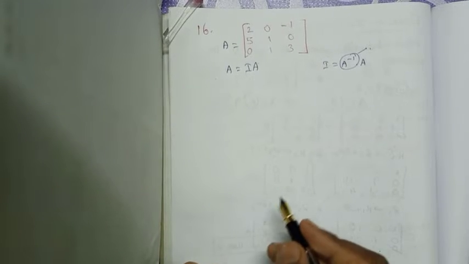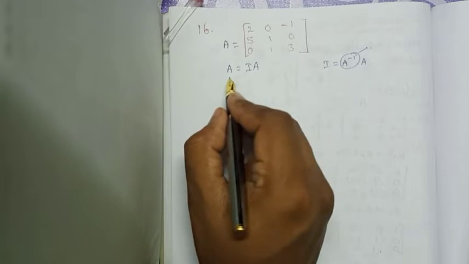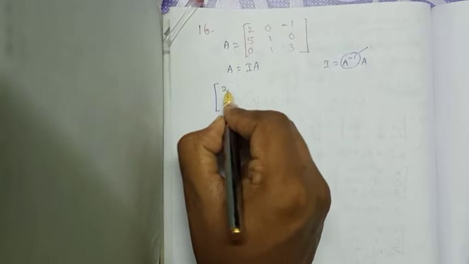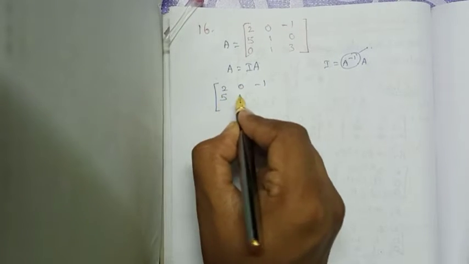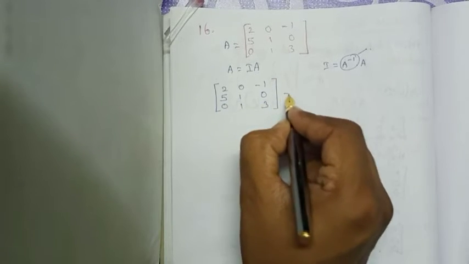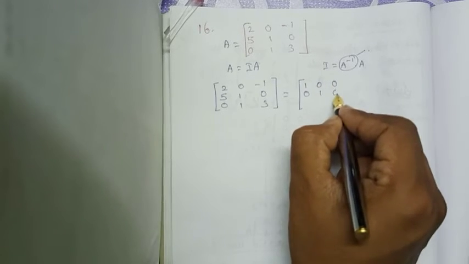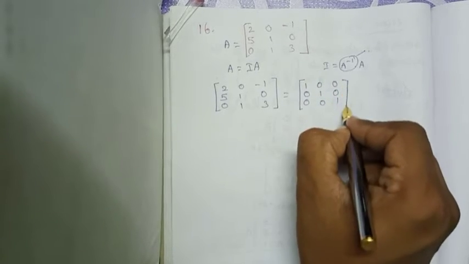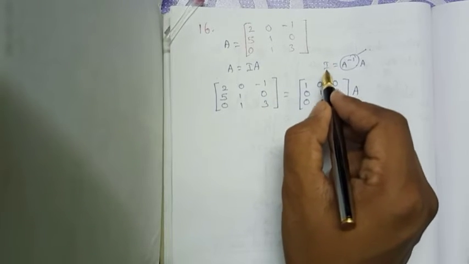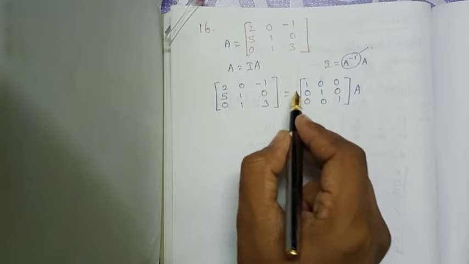Now proceeding with elementary row operations. First we write the matrix A: 2, 0, minus 1, 5, 1, 0, 0, 1, 3, which is equal to the identity matrix of order 3, 1, 0, 0, 0, 1, 0, 0, 0, 1, into A. We apply elementary row operations until the left hand side matrix is converted to the identity matrix.